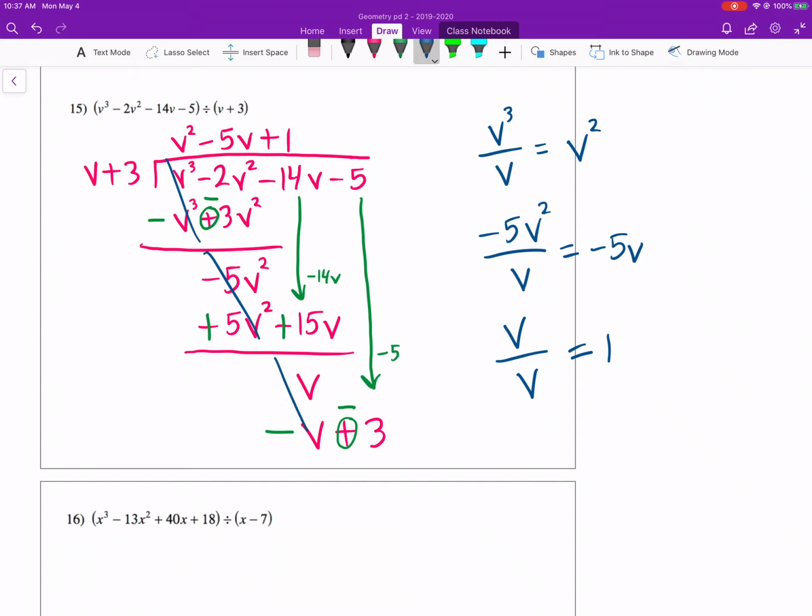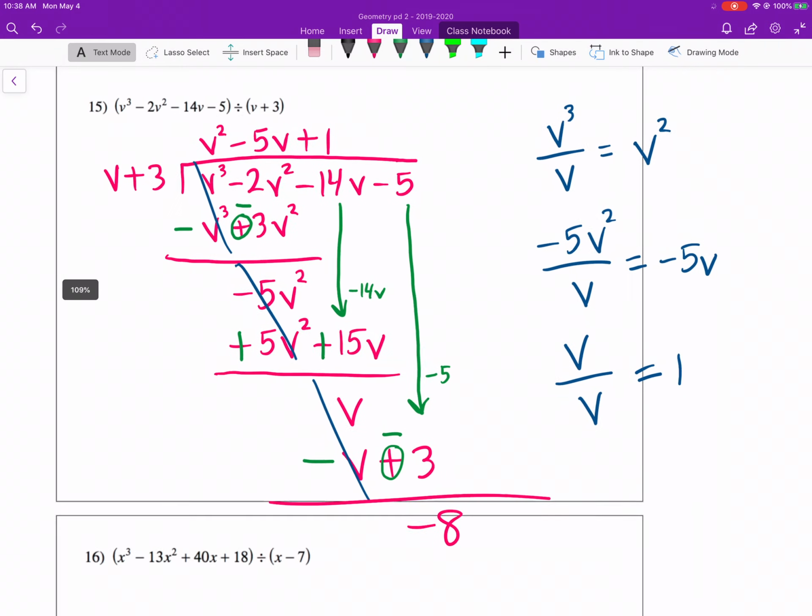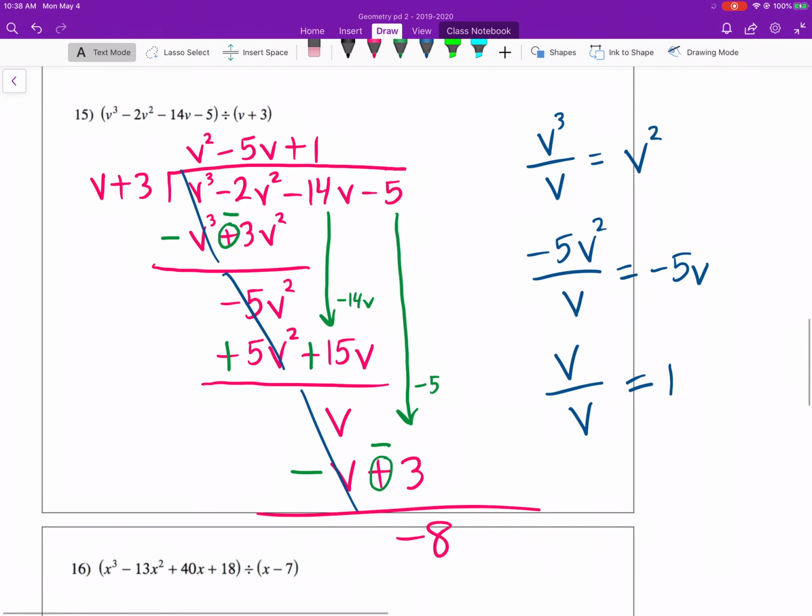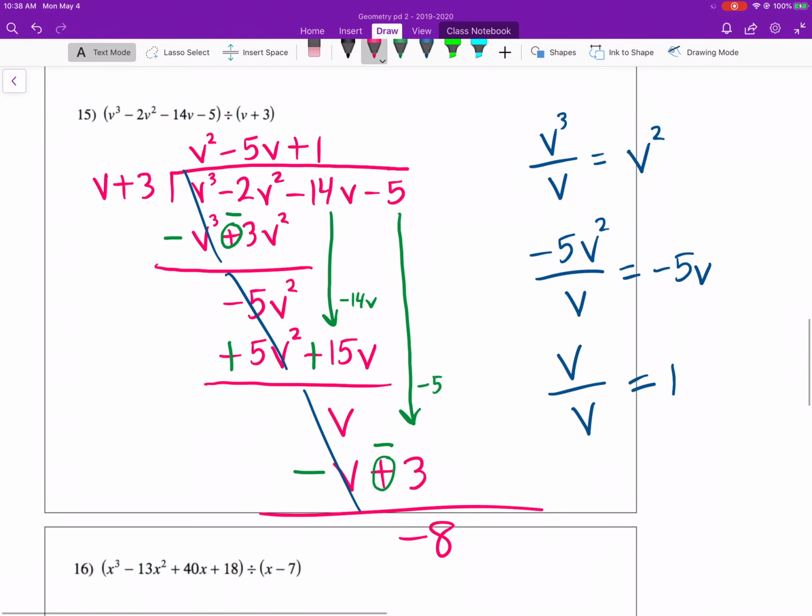V minus v, that's gone. And we're left with -5 now, minus 3, which is -8. So write that up top. There's nothing left to divide or anything. It's now minus 8 over v plus 3.